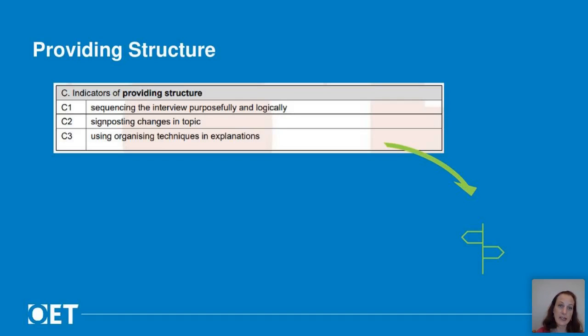Other organization techniques include offering a summary of the process or what has been agreed, or adding intensifying language such as really important, essential that you do this, to help the patient understand what is more or less important from the information or advice that you're giving.